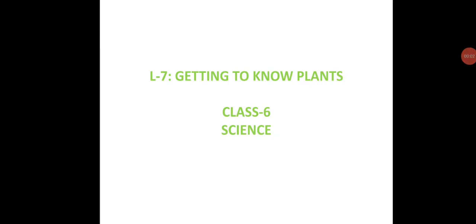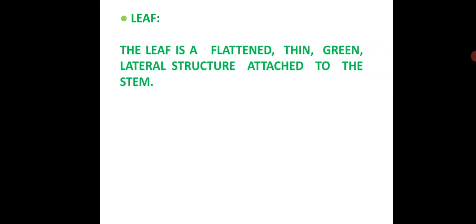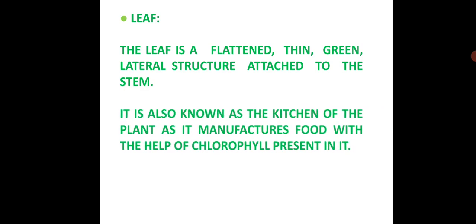In this video, I'm going to explain the structure and functions of the leaf. Leaf. The leaf is a flattened, thin green lateral structure attached to the stem. It is also known as the kitchen of the plant as it manufactures food with the help of chlorophyll present in it.